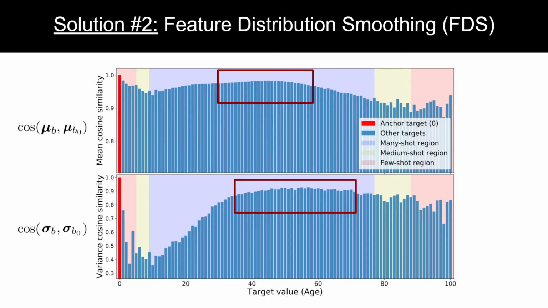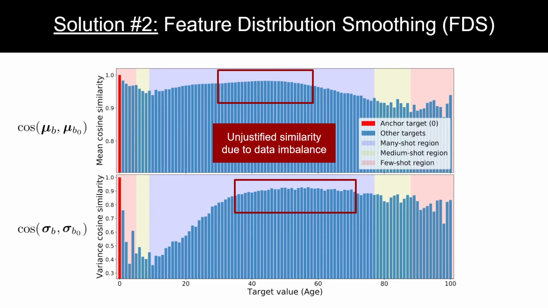Ideally, one would expect that the feature of age 0 would only have very high similarity with its nearby ages, such as age 1 and age 2. And this similarity score should gradually decrease as the age increases. However, here, the mean and variance for age 0 are actually showing very high similarity to age 40 to 60, which is not expected. This unjustified similarity is due to data imbalance. Specifically, since there are not enough images for age 0, this range thus inherits its priors from the range with the maximum amount of data. And this corresponds to the many-shot region, which is the range around age 40.